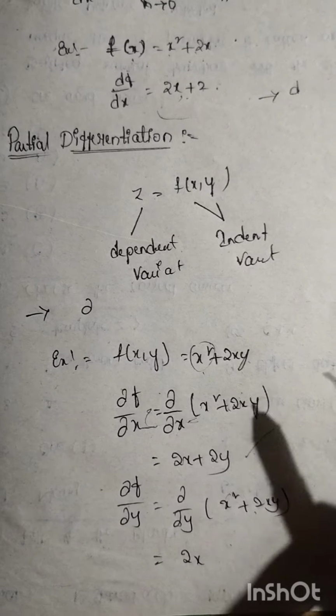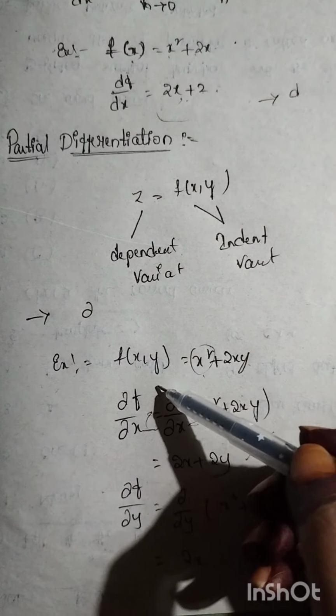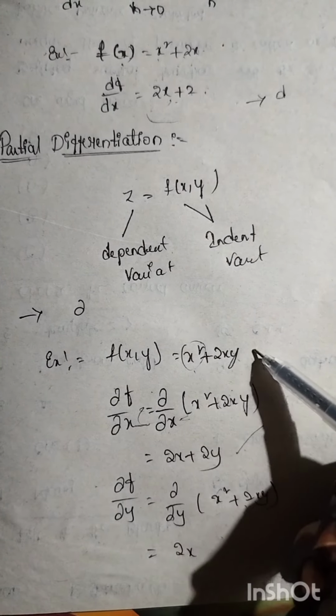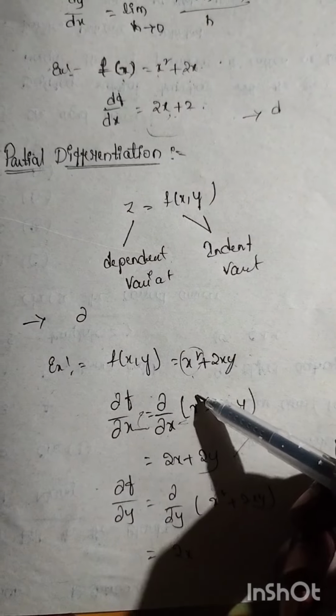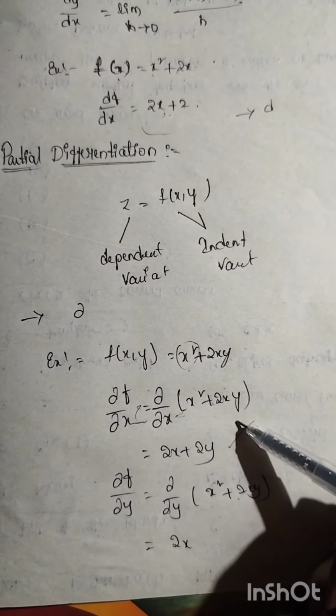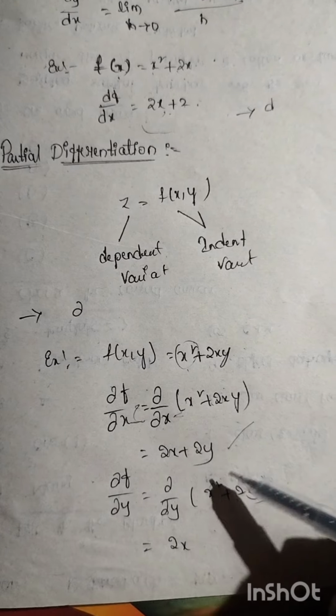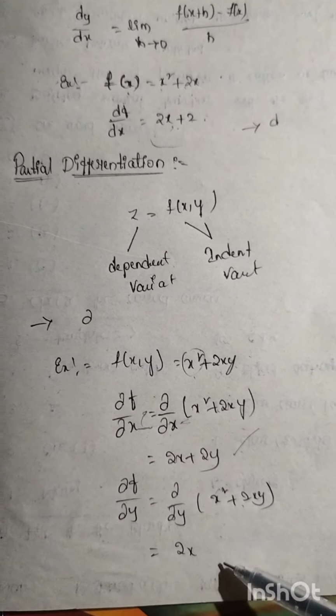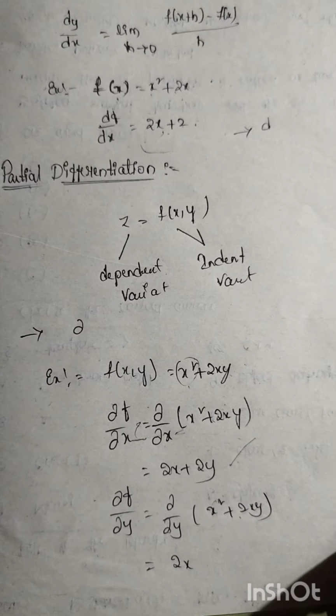Let's see an example of partial differentiation. Here f of x comma y is equal to x square plus 2xy. So I am taking x first, because y is constant. So we get 2x plus 2y. And I differentiate with respect to y. x is constant, so I get 2x. This is called partial differentiation.